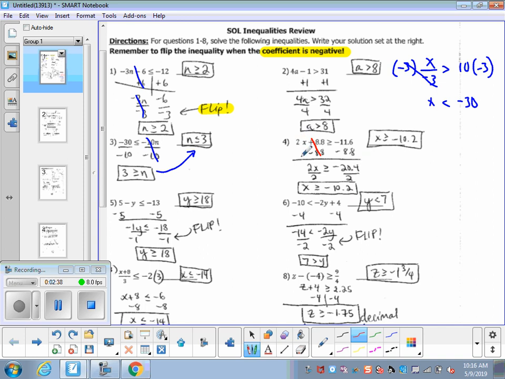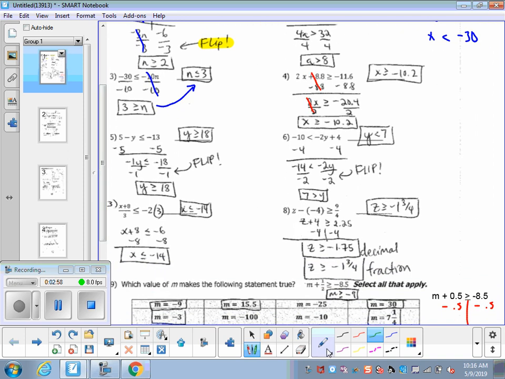And because my coefficient is 2, I'm just dividing by 2. I did not divide both sides by a negative, so I do not need to flip the symbol. Some people accidentally think that if this number is negative or the answer is negative, that means you flip it. Nope. You're only looking for a negative coefficient or a negative denominator.